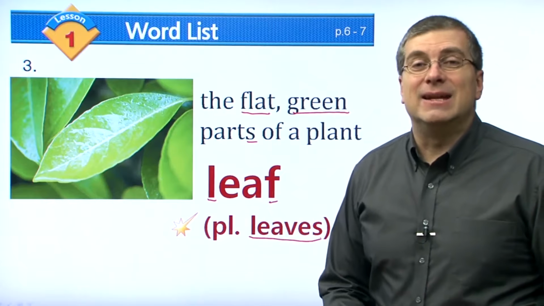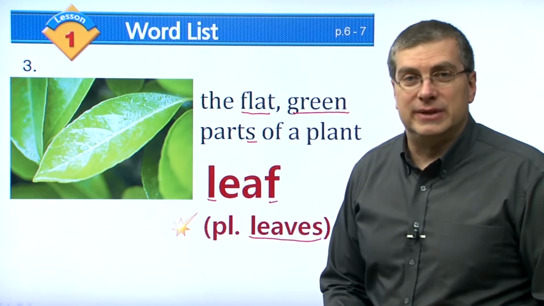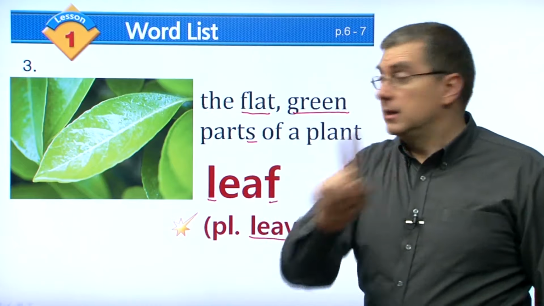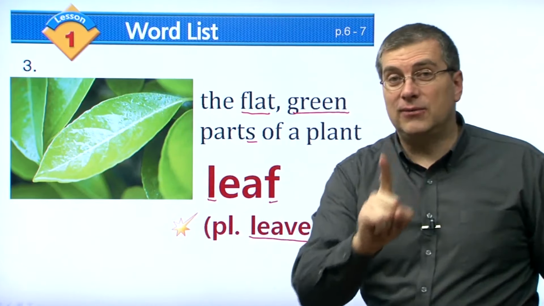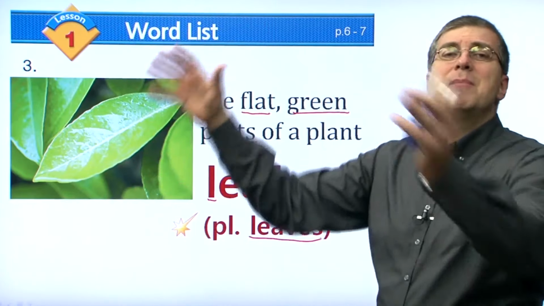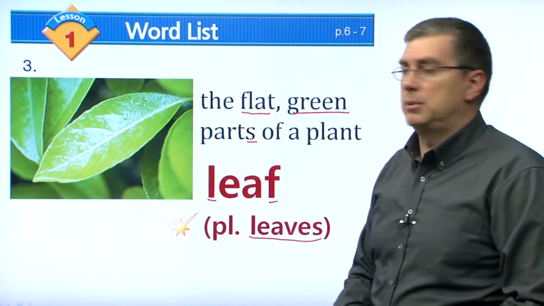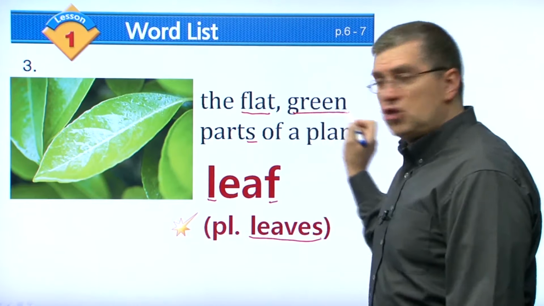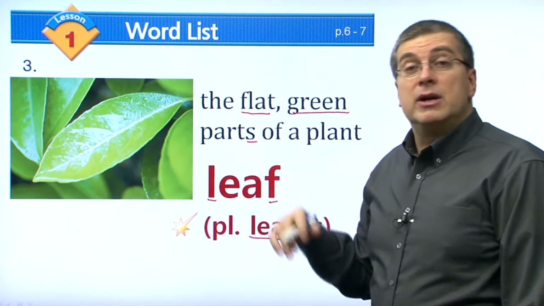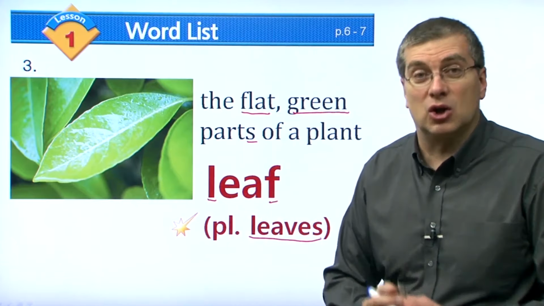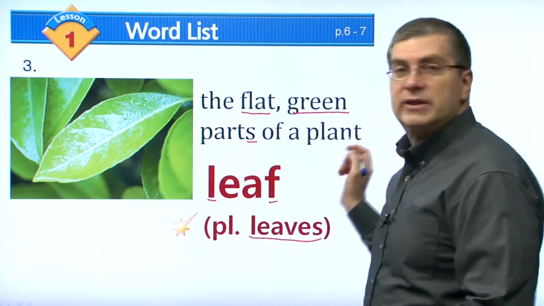Many leaves. Okay? So if it's just one, we say it's a leaf. But of course, a plant has many. You look at a plant, you see many leaves on a plant. The flat green part of a plant. Usually green. Sometimes they're yellow. Sometimes they're orange, right? Depends. But usually they're green. The green parts of a plant.